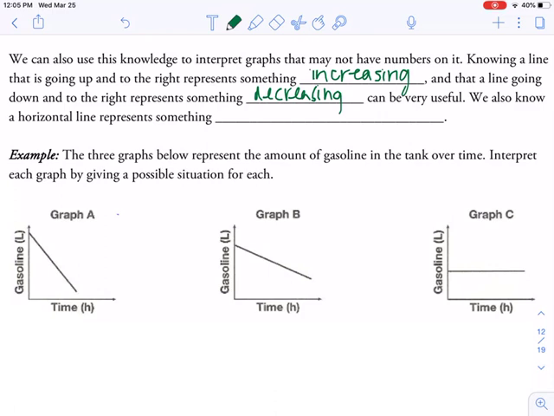And we also know, lastly, that a horizontal line is something that's unchanging, or constant. Okay, so that's just kind of an extension from the last page.